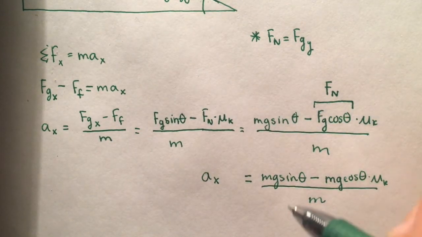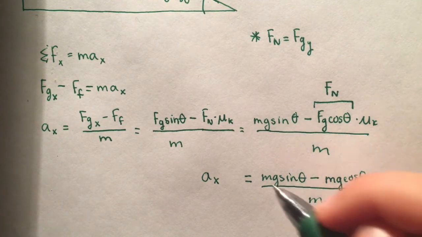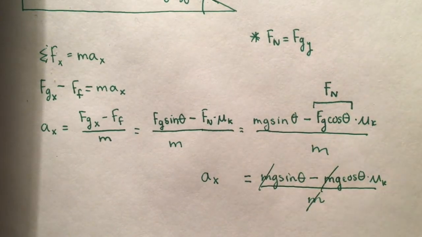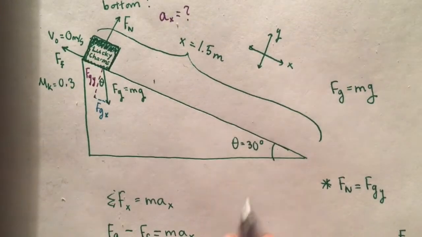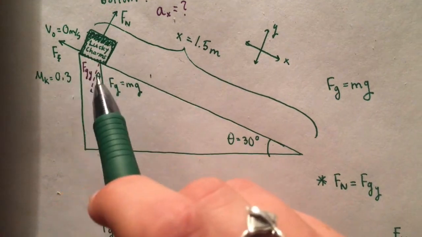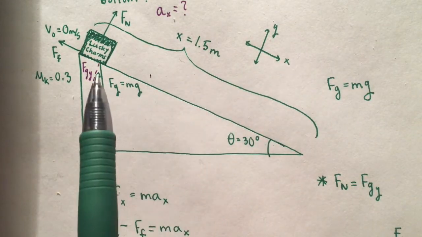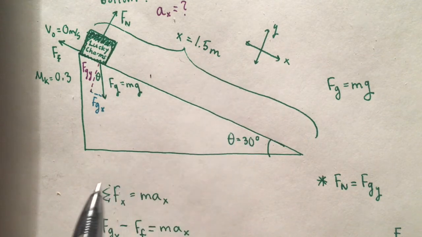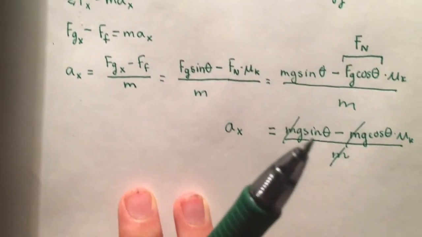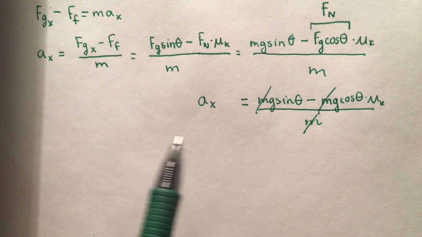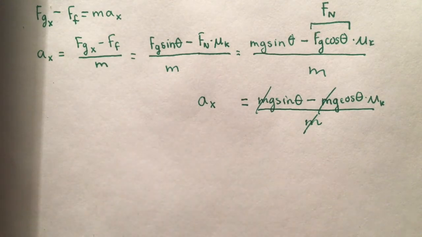The cool thing is that every single term has mass in it. What does that mean? I can totally cancel out the mass. I don't care about the mass. I don't need the mass. So in reality, this doesn't have to be a box of Lucky Charms. It could be a brick, it could be a pencil box, it could be a calculator, anything sliding down the plane, regardless of the mass, because the mass doesn't matter. And they would all have the same acceleration.